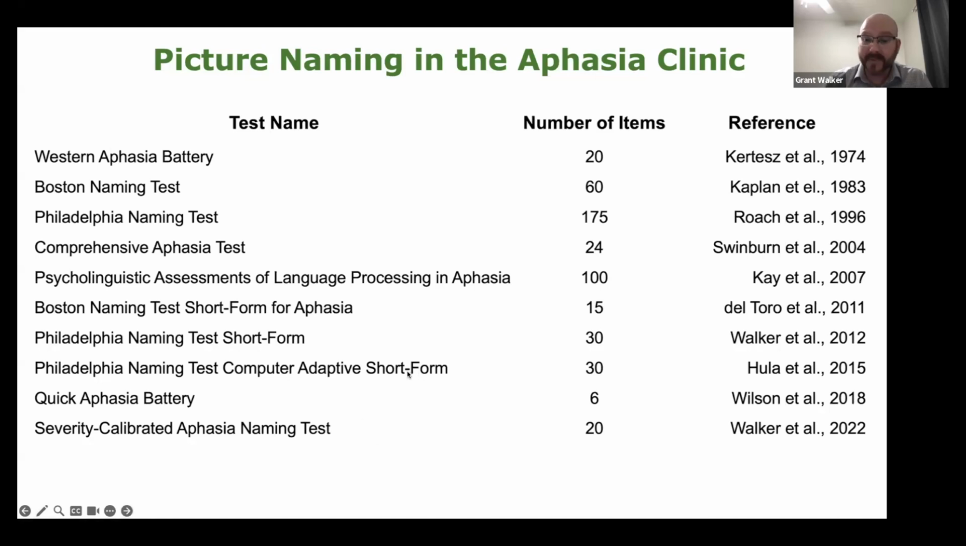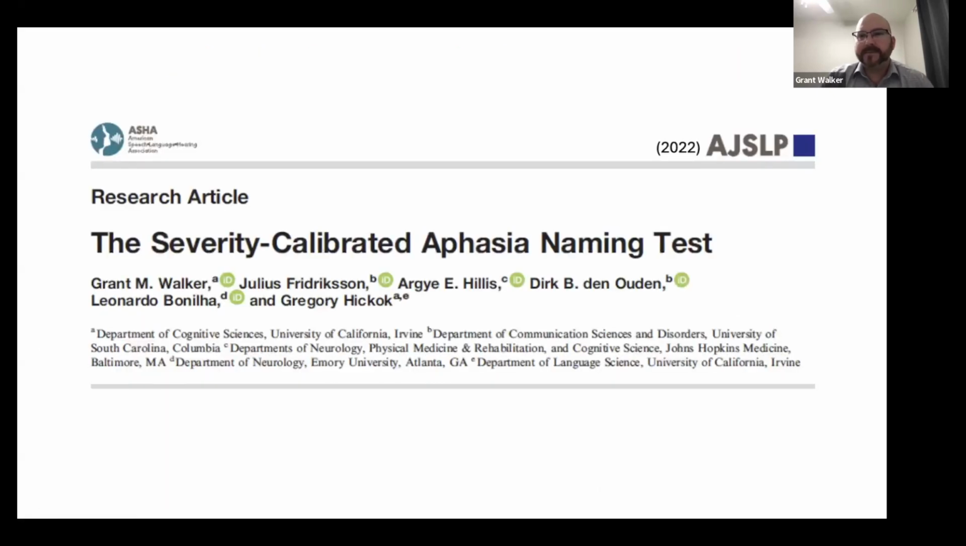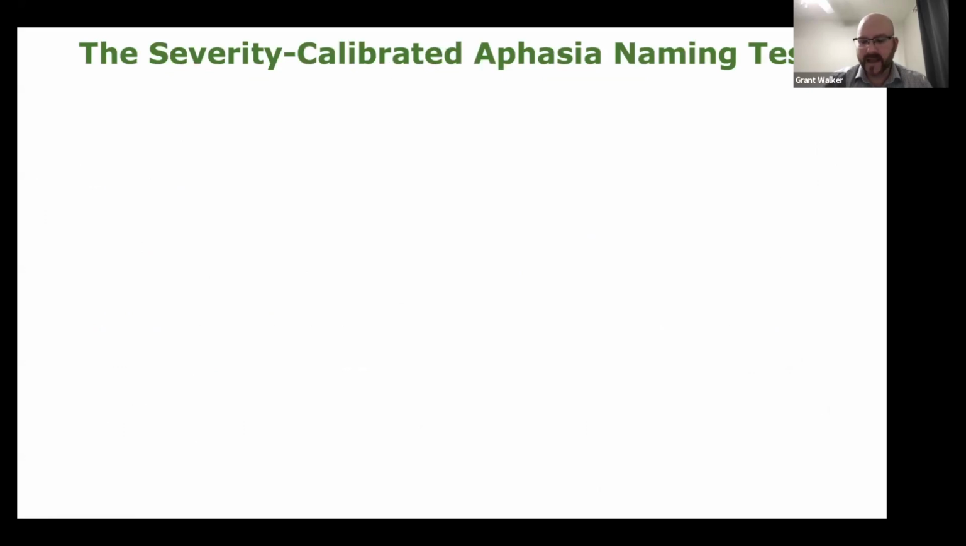There are some computer adaptive short forms that have been developed. The Quick Aphasia Battery only has 6 items, but has that more developed scoring protocol. So I'm going to talk a little bit about this last one, the Severity Calibrated Aphasia Naming Test, which has come out recently. Just a few years ago, we published this in the American Journal of Speech-Language Pathology. The Severity Calibrated Aphasia Naming Test, or the SCANT for short.